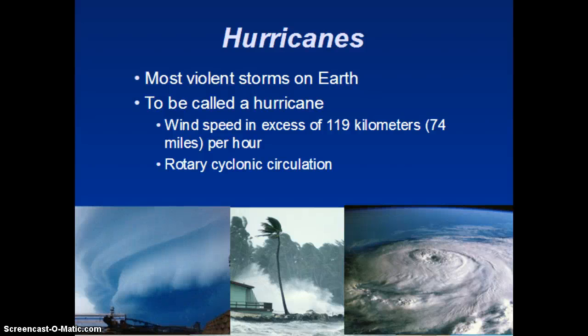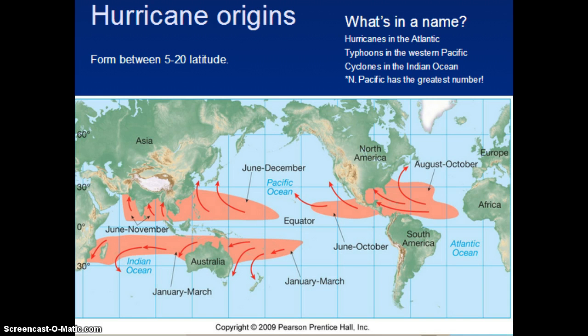This lesson is going to be on hurricanes. Hurricanes happen to be the most violent storms on Earth. To be a hurricane, you must have some certain characteristics. Wind speeds must be in excess of 75 miles per hour, and there must be some rotary cyclonic circulation taking place. Hurricanes originate typically right around the equator, just about 5 to 20 degrees latitude, either north or south.